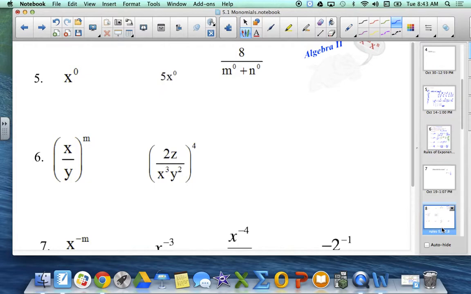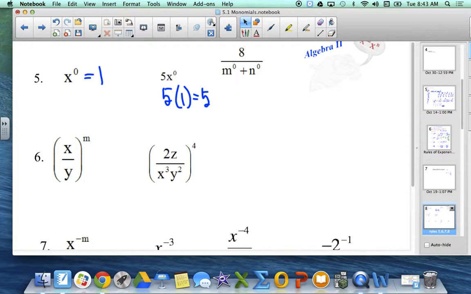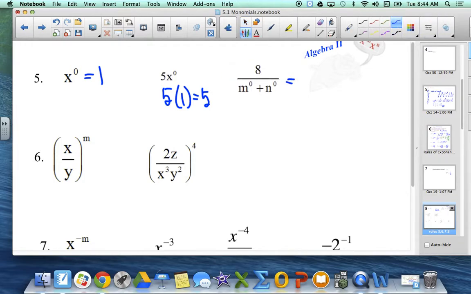Anything raised to the 0 power is 1. So that's equal to 1, but this is 5 times 1, or 5. So what about this example? 8 over m to the 0 into the 0, that's 1 plus 1, or 8 over 2, which is in fact 4.